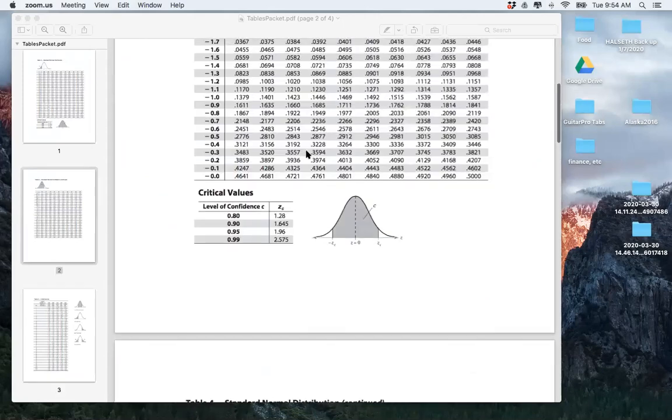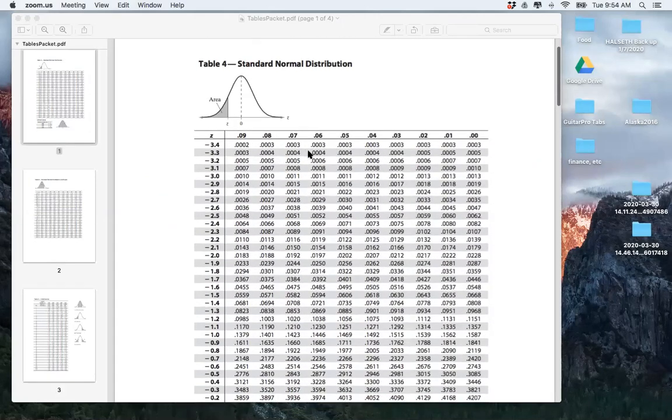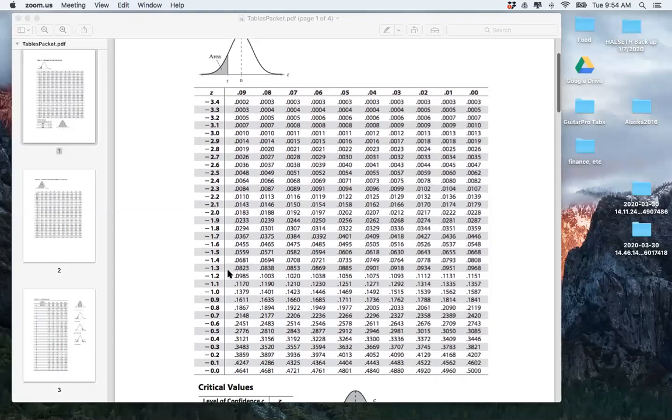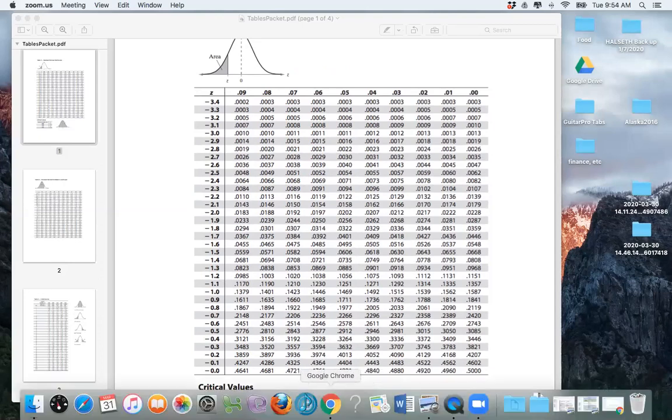We're going to the standard normal distribution, negative 0.4, and then over to 5. There it is. So 0.3264 is what I want. Okay. All right, so going back to the handout.